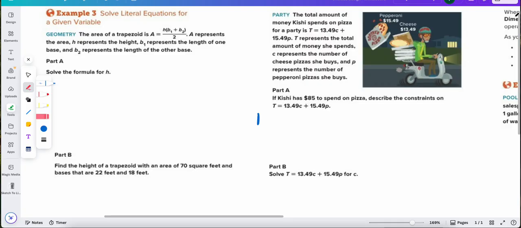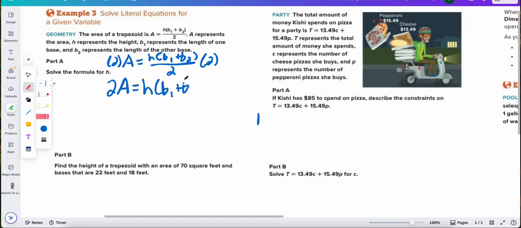Okay. So when I look at this equation, I'm going to rewrite it. So A equals H times B1 plus B2 over 2. To start getting H by itself, I got to get rid of that 2 down there. Since it's being divided, I would multiply both sides by 2. So this gets me 2, capital A, equals H times B1 plus B2.